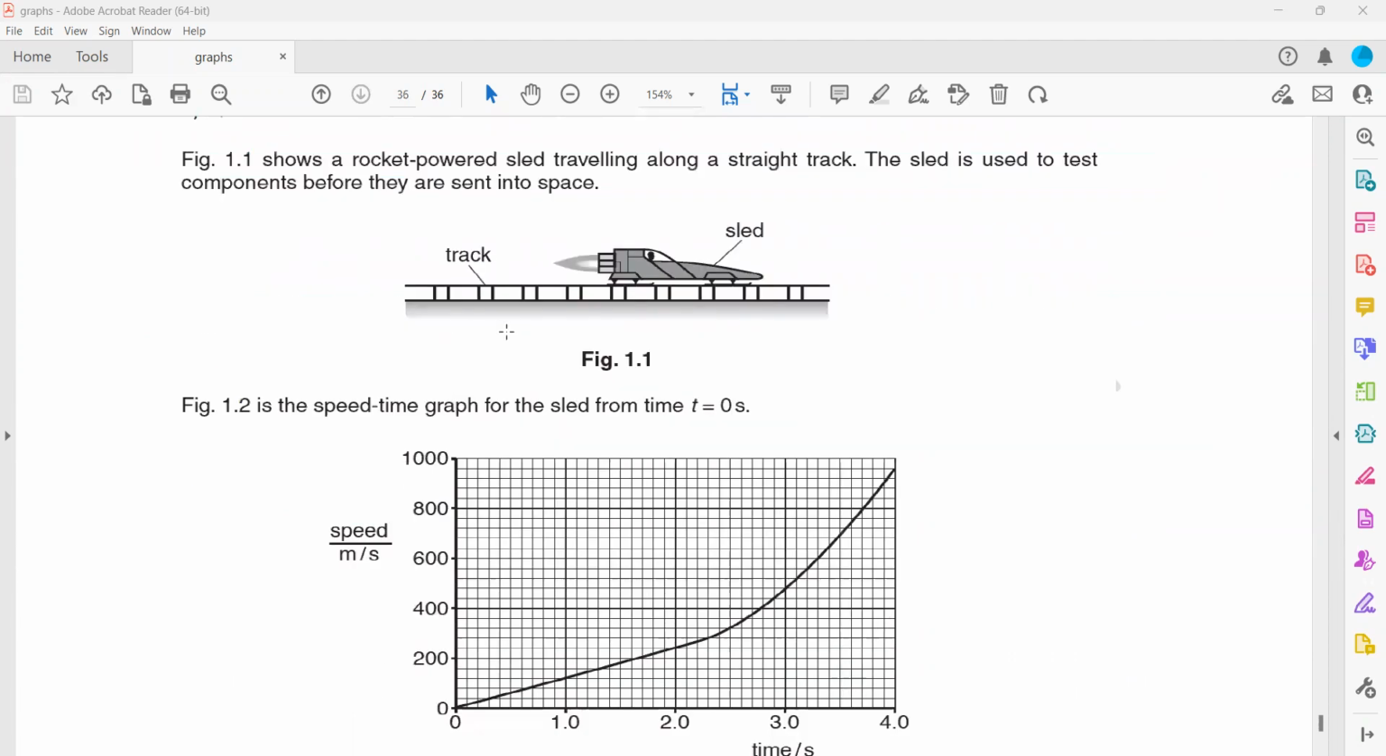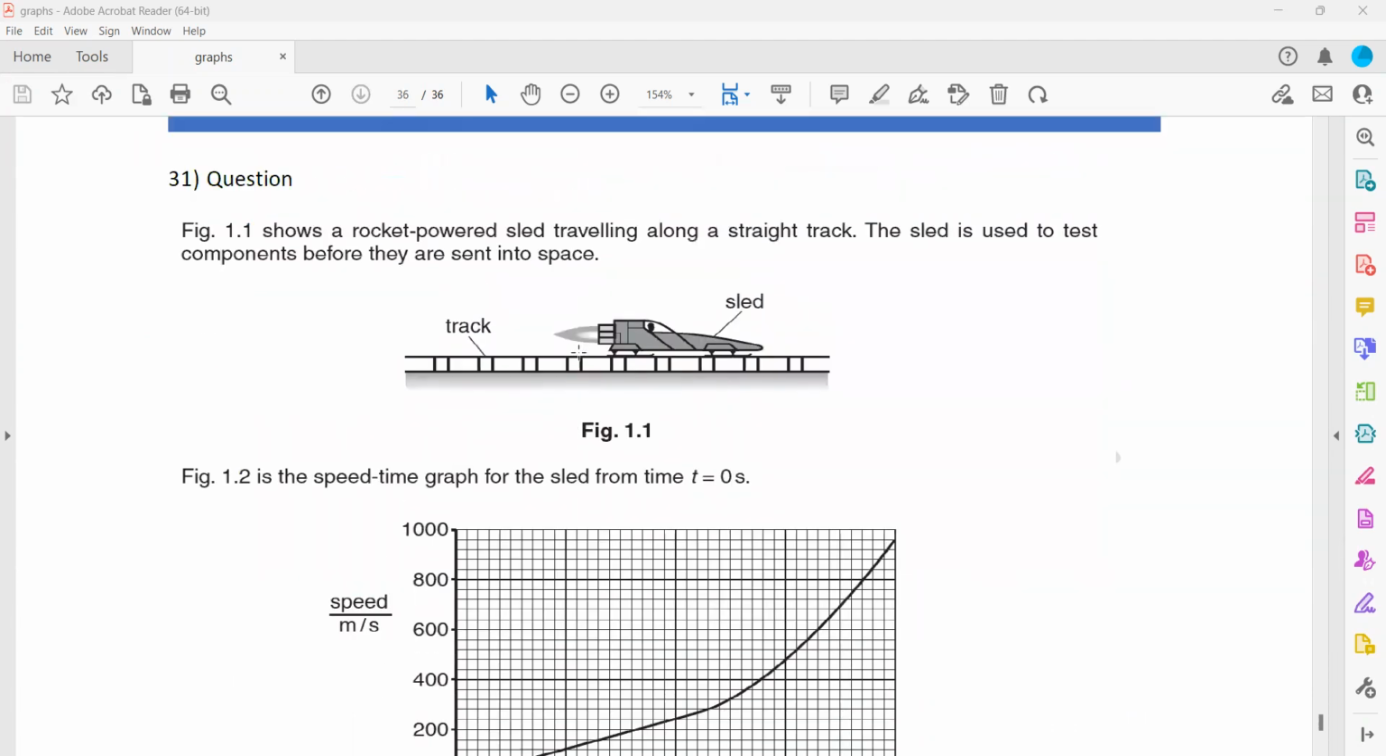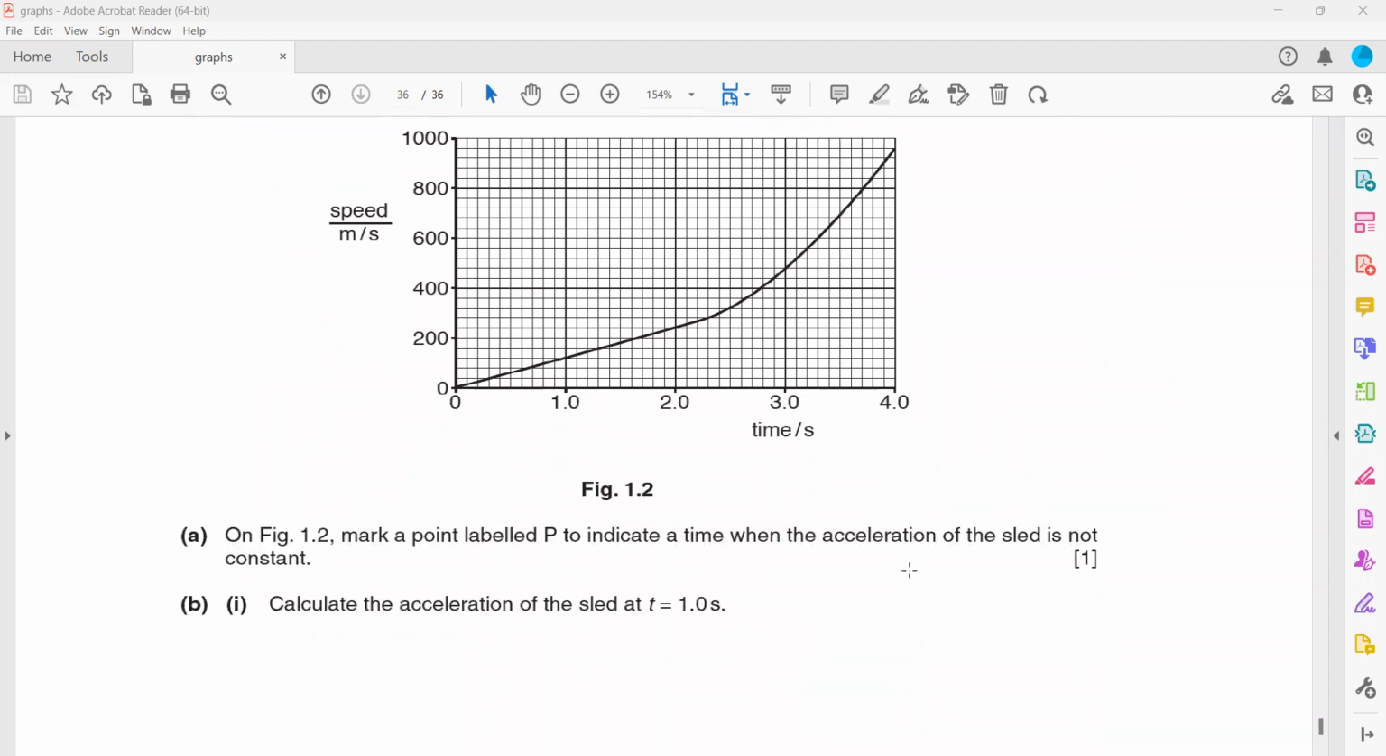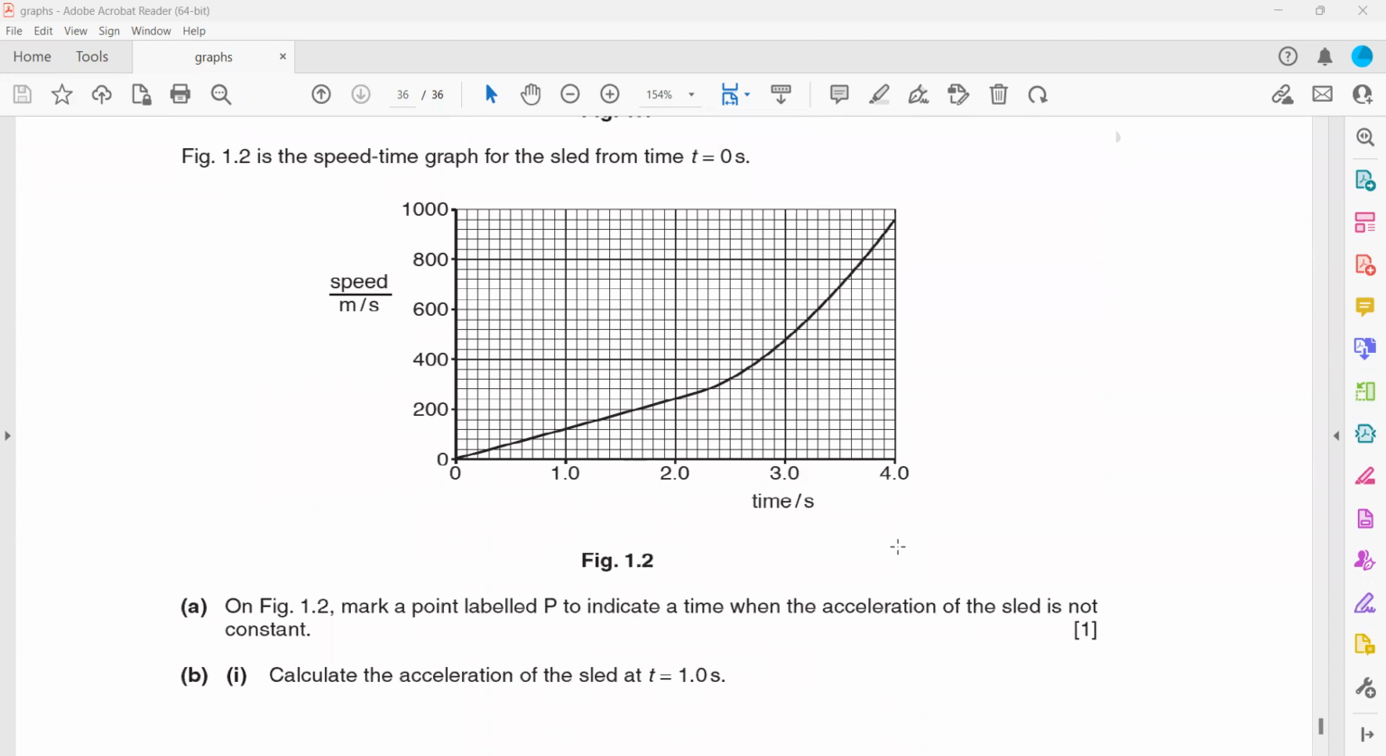Then the last question. Figure 1.1 shows a rocket-powered sled traveling along a straight track, and it is used to test components before they are sent to space. On the figure, mark a point P to indicate a time when the acceleration is not constant. If acceleration is not constant, in any straight region you cannot mark here. That will be wrong. You cannot mark even here, that is also wrong because it is a straight line. You should mark it on the curve, where the acceleration is not constant.